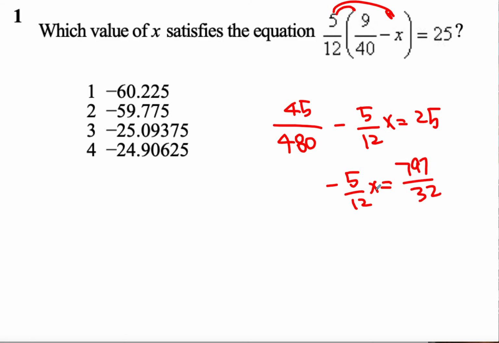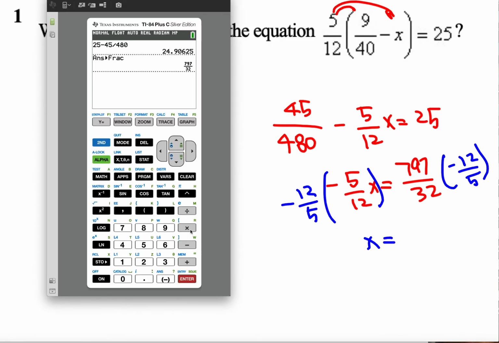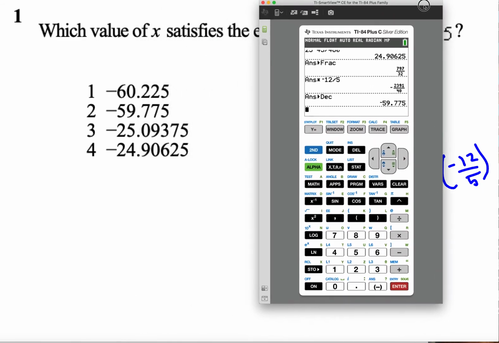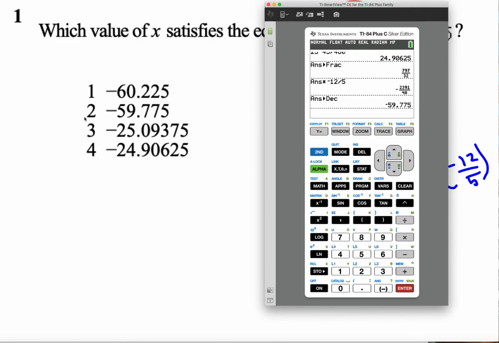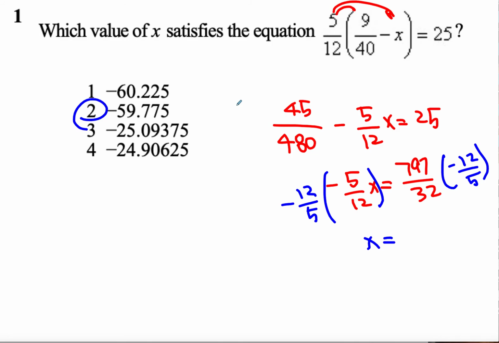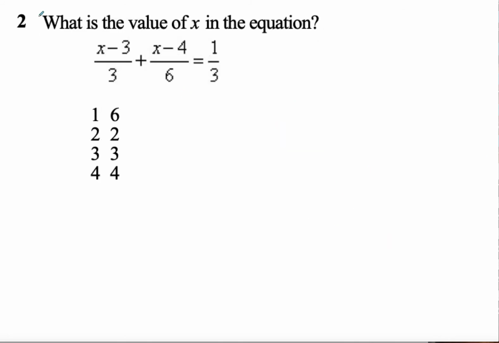All right. So in order for me to have x by itself, I've got to multiply by the reciprocal, so negative 12/5. Negative 12/5. Then x is equal to 797/32 multiplied by negative 12/5, and then I can convert that into decimal. Negative 59.775, which is choice 2. Choice 2 becomes the answer. Alrighty, let's move on to the second question.